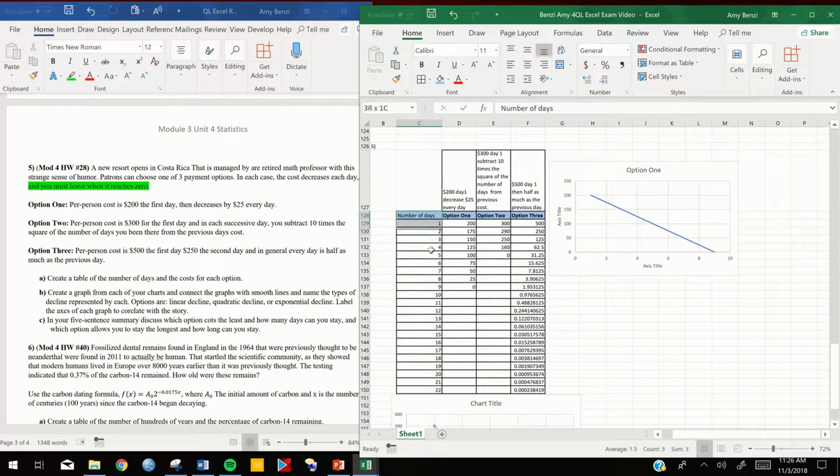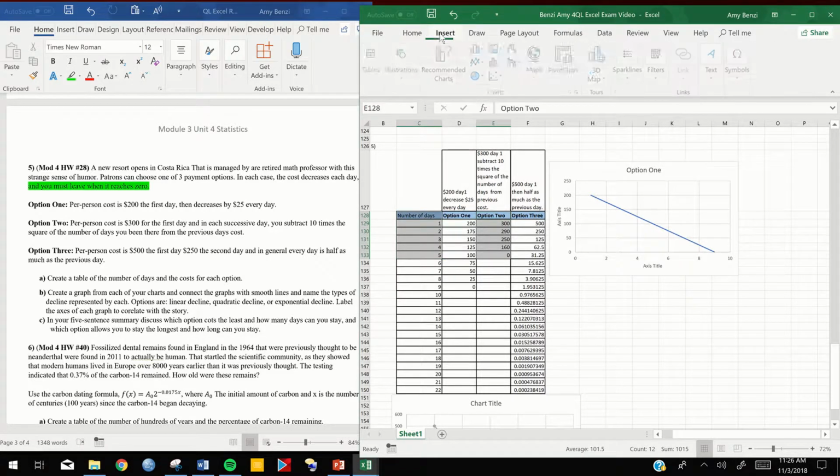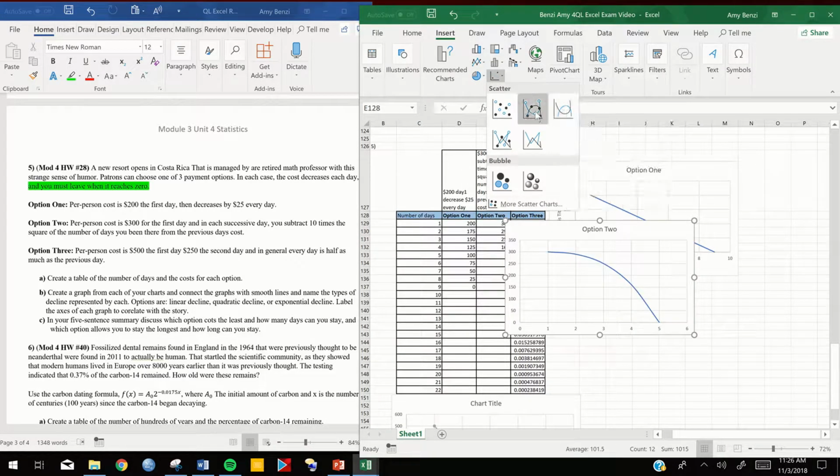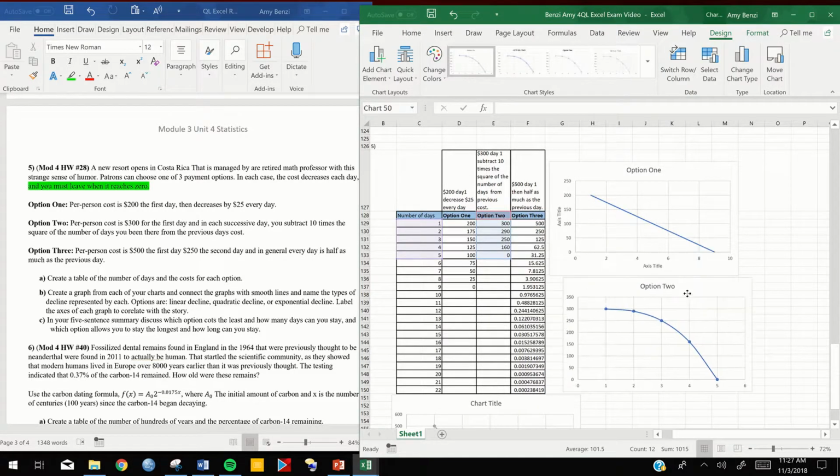For option 2, I am going to choose my number of days. You're going to hold your control button, because for option 1, I could select it all together. Option 2, though, is not the same. So I'm going to select my number of days, hold the control key on my keyboard, and then select option 2 and insert a nice graph with smooth lines. And again, folks, it's up to you. Do you want markers on that? You decide.